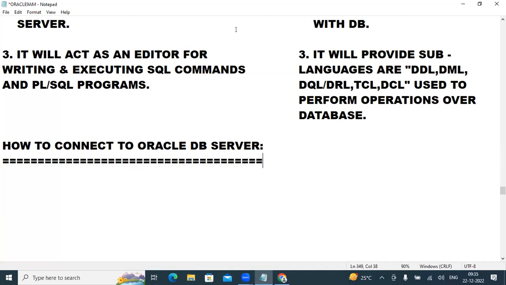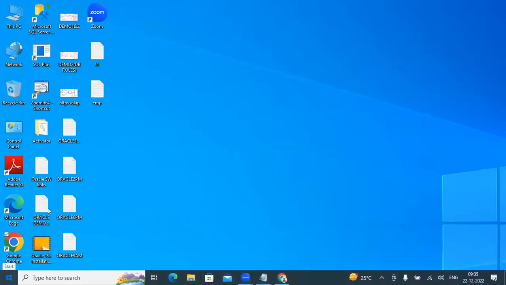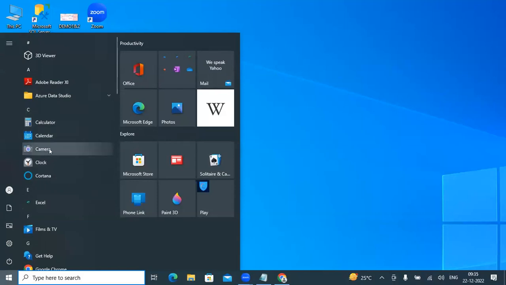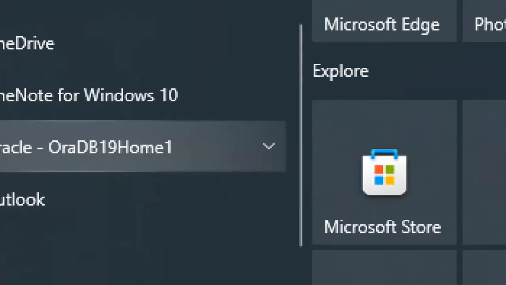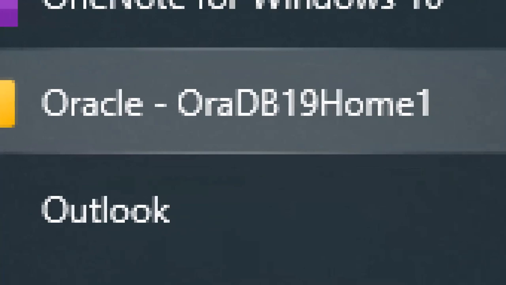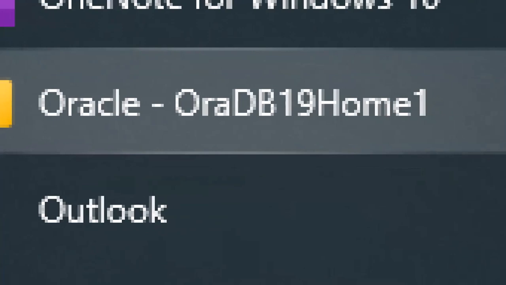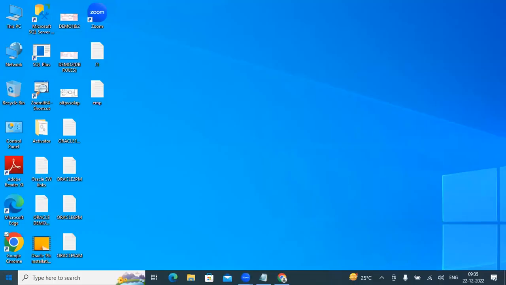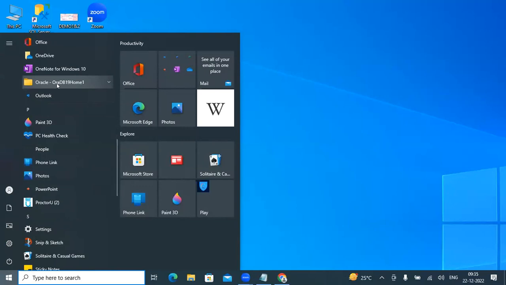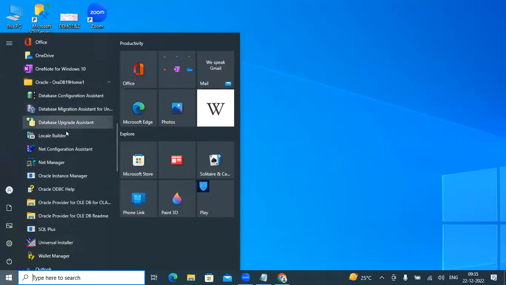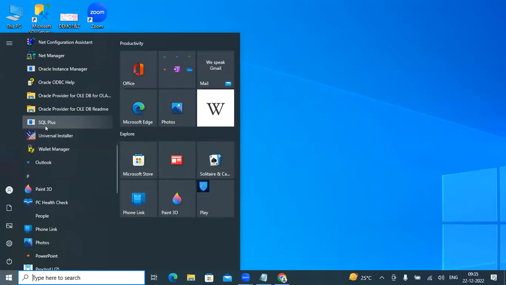Right. After installation, go to your all programs. In all programs you have a folder called Oracle, Oracle Ora DB 19 home 1. In this folder the SQL Plus icon will be available, so I expand the folder here, and the SQL Plus icon is there.